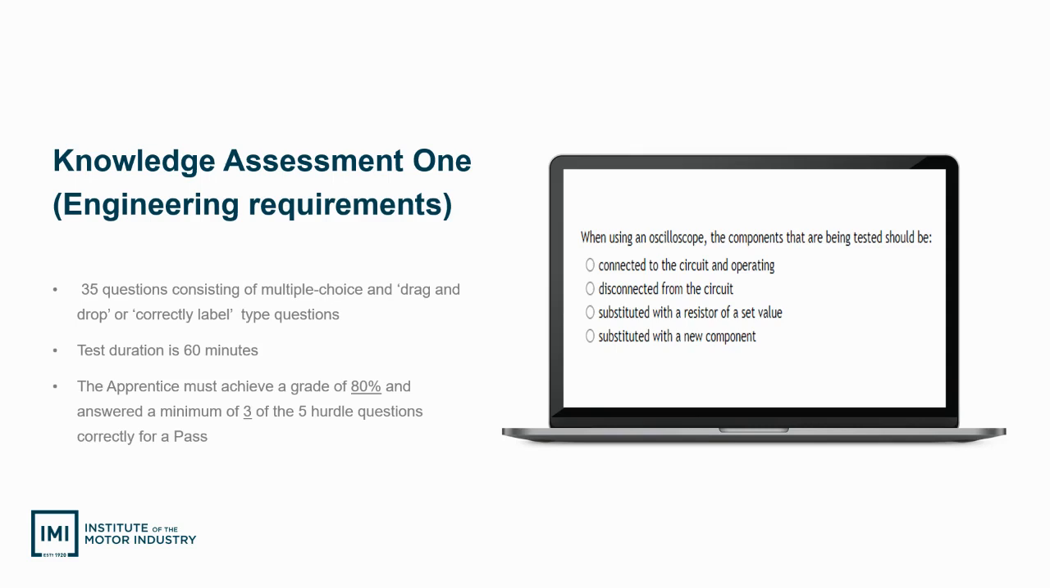Knowledge Test 1 consists of 35 questions. These questions will be in several formats and will include multi-choice, drag and drop, and labelling type questions. 5 of the 35 questions are hurdle questions. The apprentice must answer 3 or more of the hurdle questions correctly.